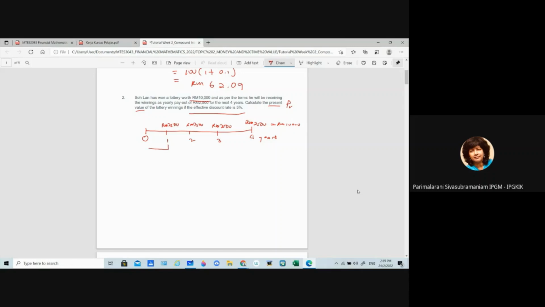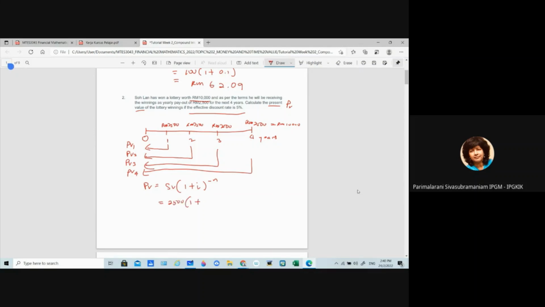So we want to calculate the present value of this, the present value of this, the present value of this, and the present value of this. To make our calculations easier, we write here PV1, PV2, PV3, and PV4. So we want to calculate the present values for each 2,500. What is the formula that we are going to use? PV is equal to FV into 1 plus i to the power of negative n. Okay, so we are going to do it directly.